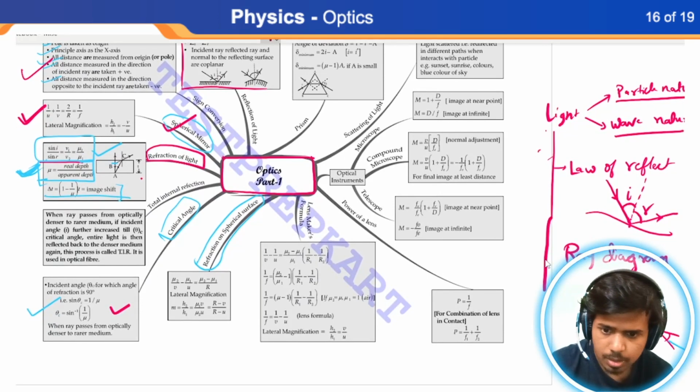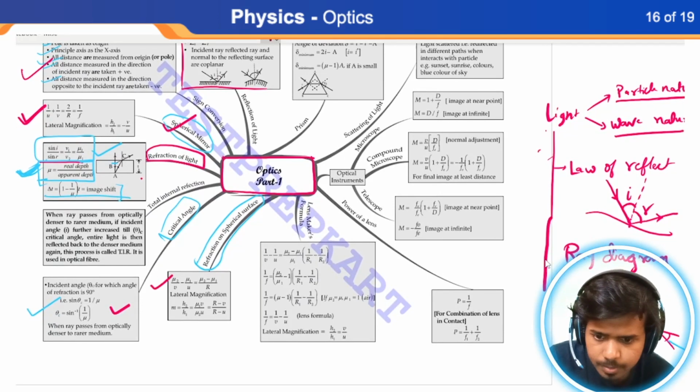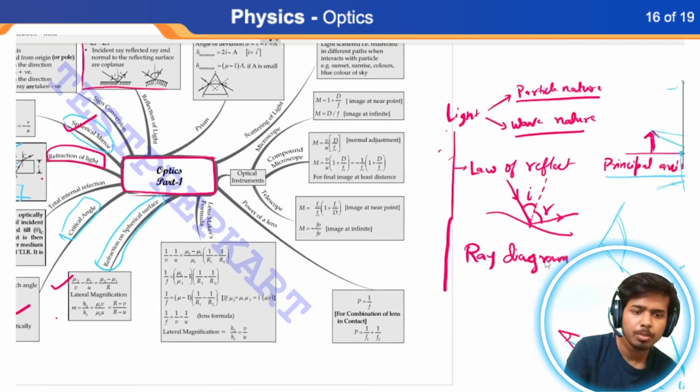So this is, all right. Just a second. I think they are talking about two different mediums. No problem.